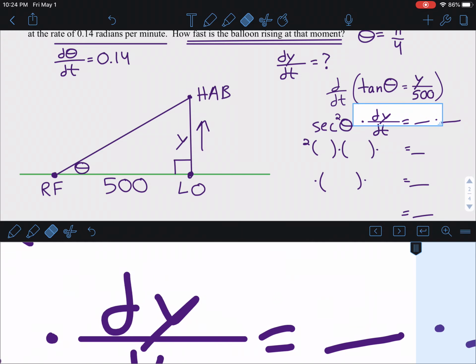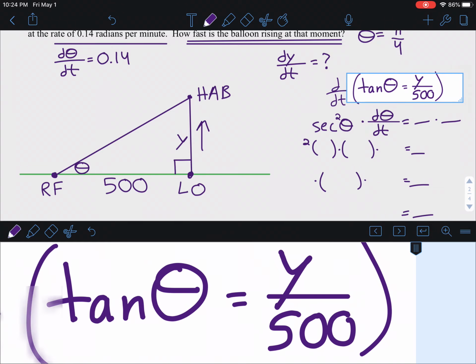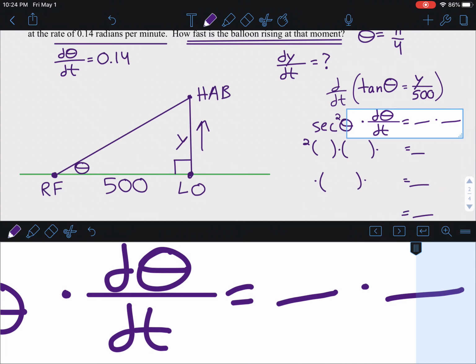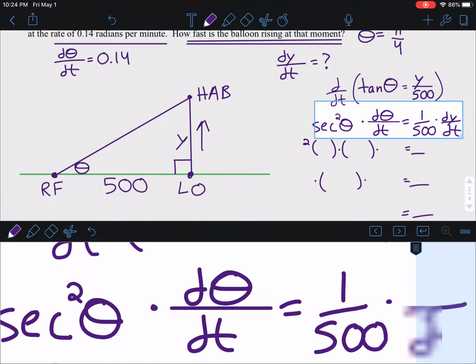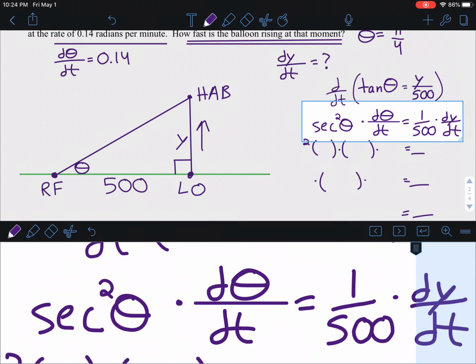Oh, excuse me, wrong variable, d theta dt. And on the other side, y over 500. Now, if you want to do the quotient rule for this, you're going to waste a lot of time, right? You can think of y over 500 as 1 over 500 times y. Think of it as linear. And so the slope is 1 over 500. And now my rate of change term is dy dt. And now here is my related rate equation.